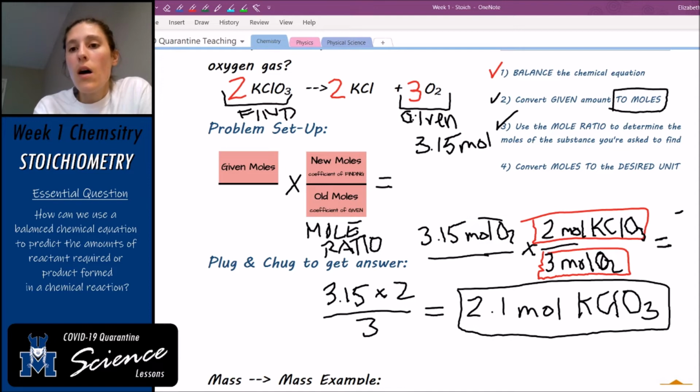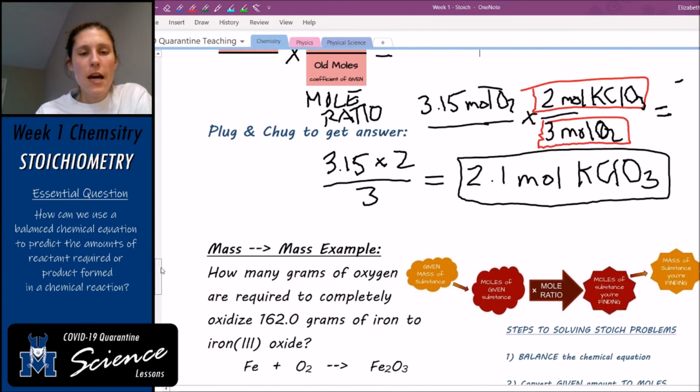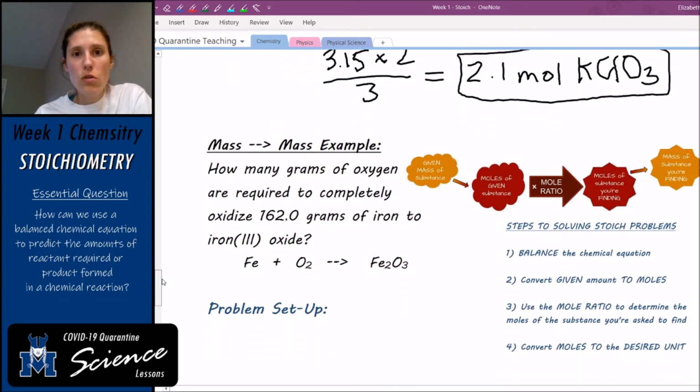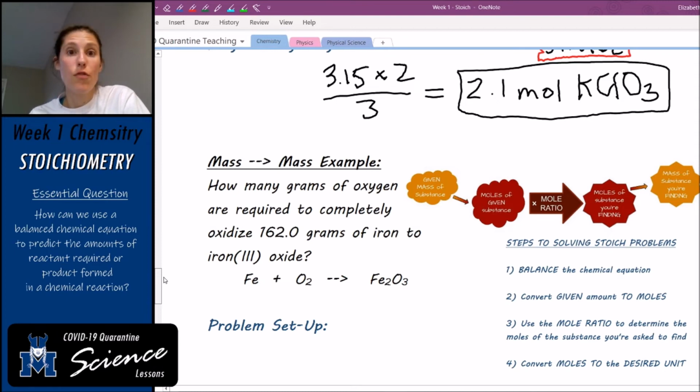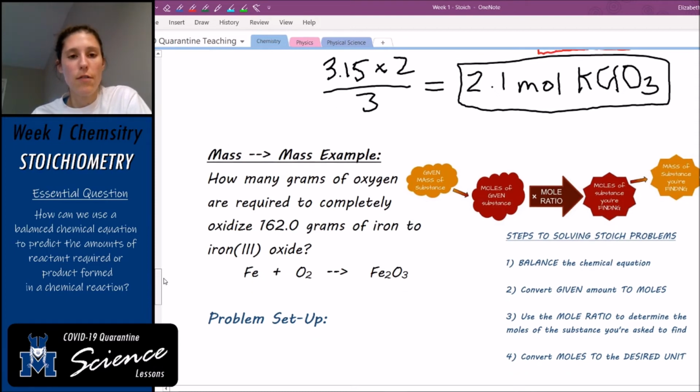Okay, I didn't need to do step 4 because moles were already my desired unit. That was what the question was asking, how many moles. So that is the first example. That's a mole-to-mole stoichiometry problem. The second example requires a couple more steps, but it's the same process. You just have to do a step to go from grams to moles in order to use that mole ratio. And then at the end, you have to do an extra step to get to grams from the moles of what you're trying to find.